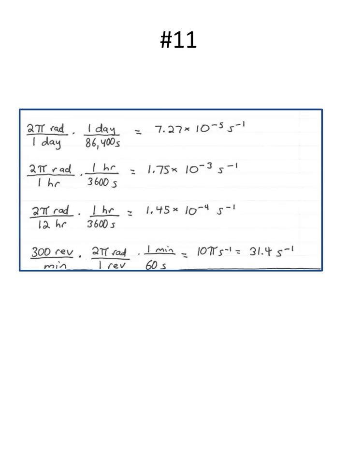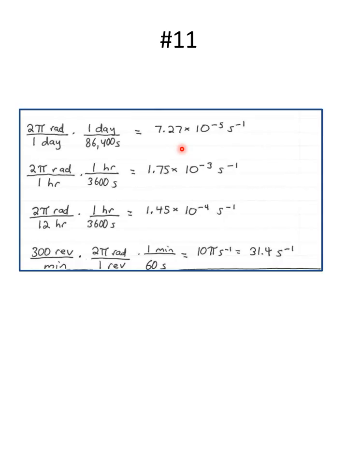And let's think about the spin of the Earth. It spins one full rotation, so 2 pi radians in a day. So we can start the frequency by saying that it's 2 pi radians per day. And let's turn that to radians per second. So a day is 86,400 seconds, and we get 7.27 times 10 to the negative 5 radians per second.